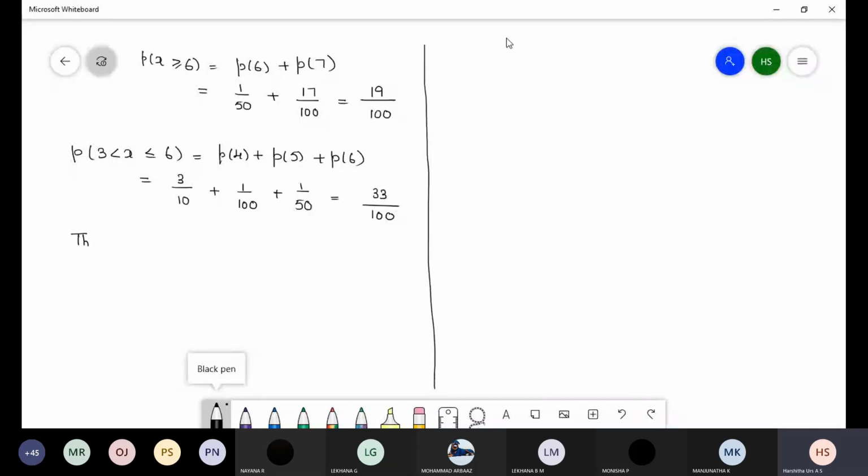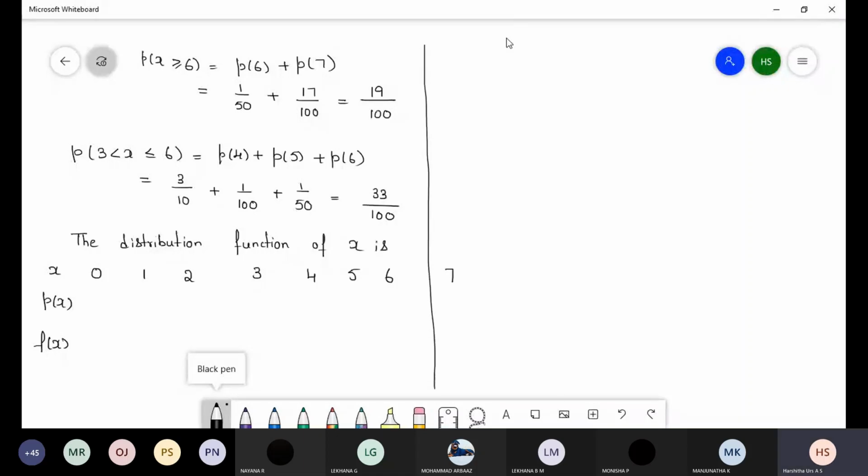The distribution function of x is, here I just write x, here p of x, then one more line I will write f of x. So 0, 1, 2, 3, 4, 5, 6, I just write here 7.